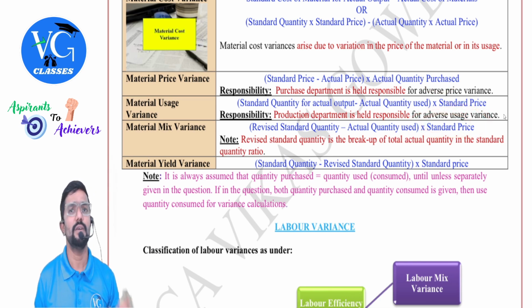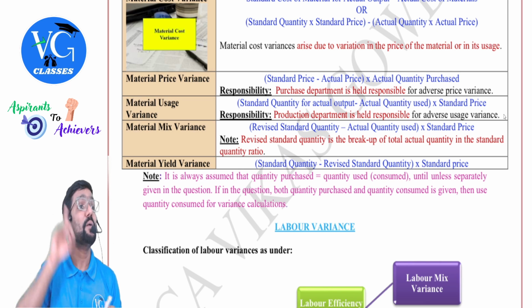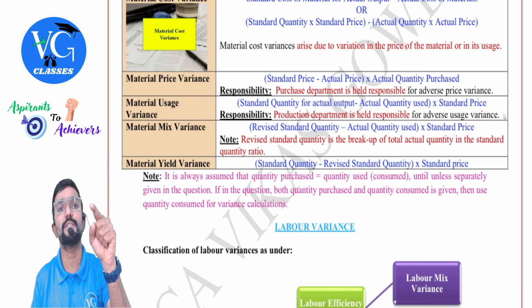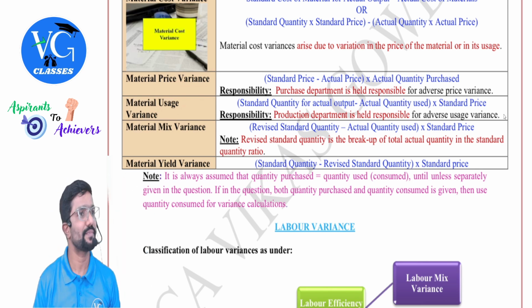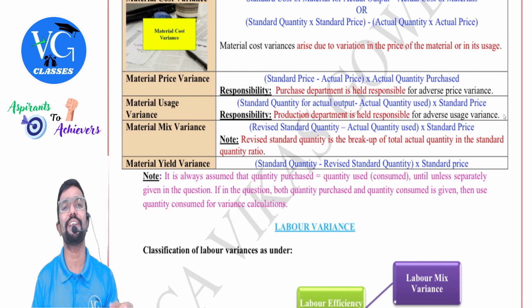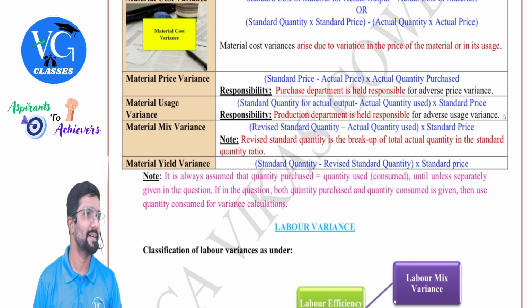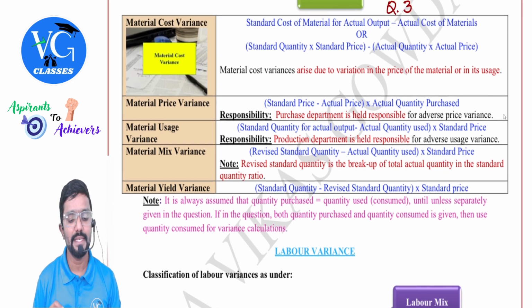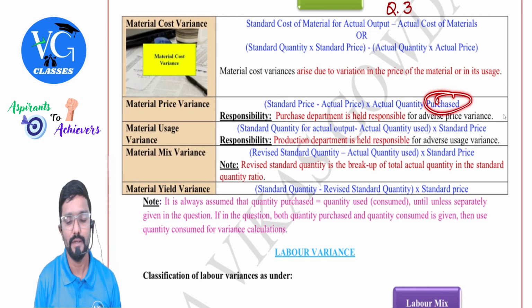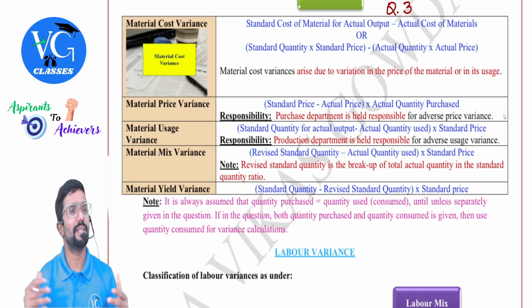Into standard. Who is responsible for using the raw material? Production department. So if there is any adverse usage variance, who is held responsible? Production department, because they are the one who is using the raw material. If there is excess usage of raw material, who should be held responsible? Production department. Got it? See guys, for price variance, we are supposed to use whatever we are purchasing, whereas for usage, we should use what is used or consumed. Clear?